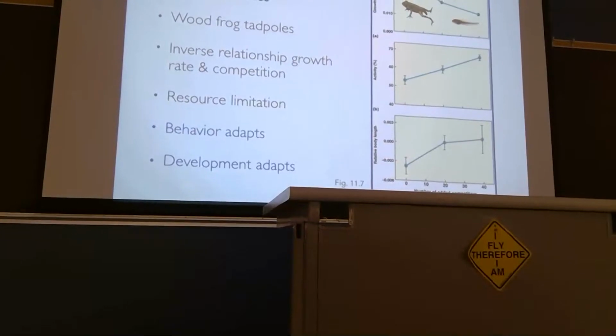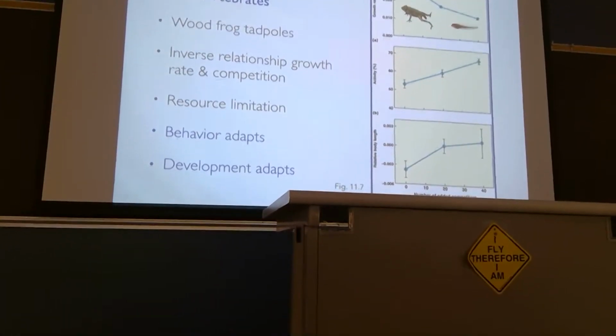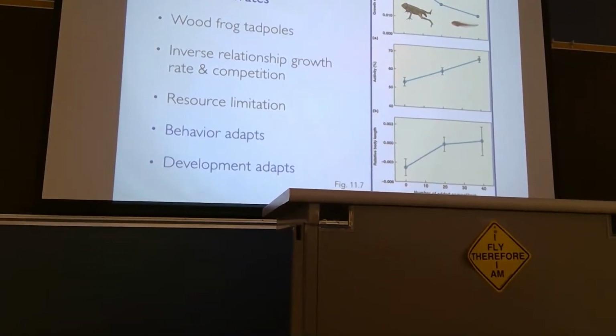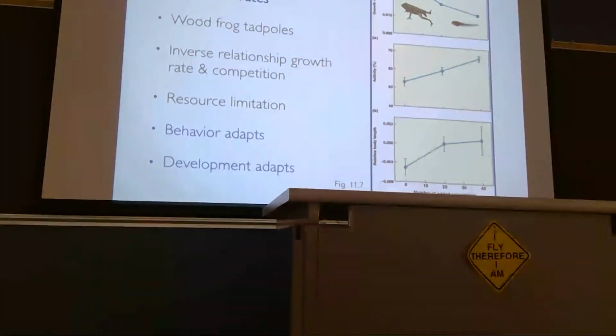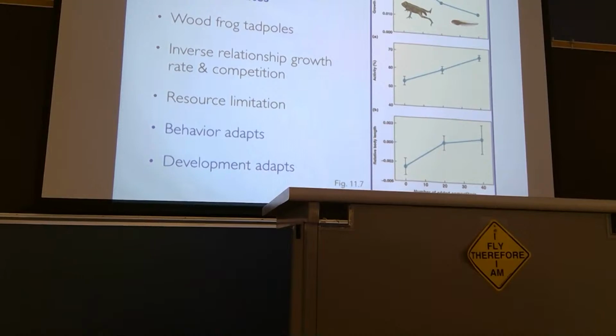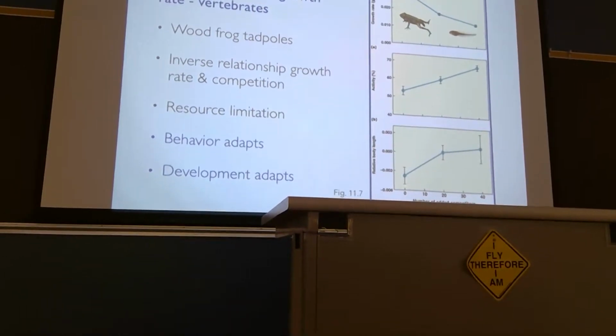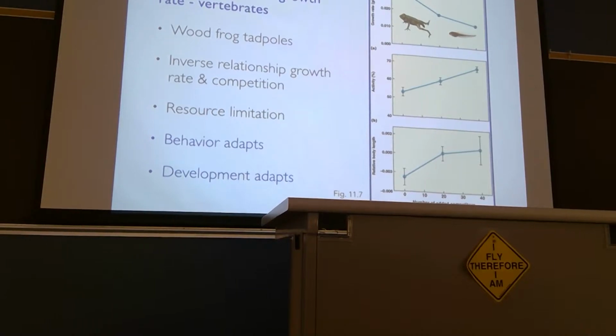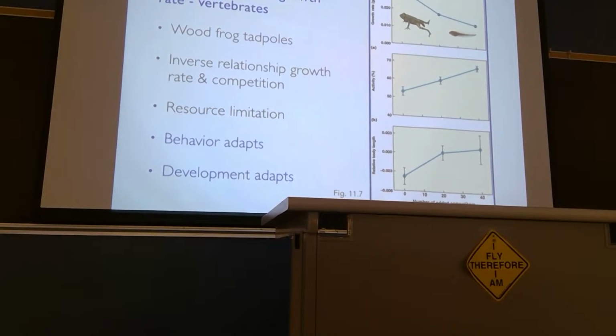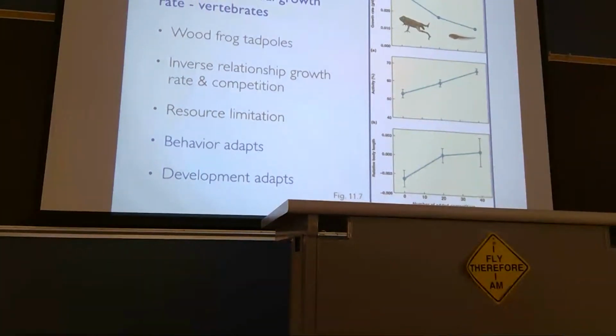Okay, so in this case, we have this inverse relationship between growth rate and competition, definitely due to limited resources. Their behavior changed due to competition in order to try to adapt to competition, and their development changed too. And so again, recognize that competition is one of these factors that can shape an individual's life history, just like predation.